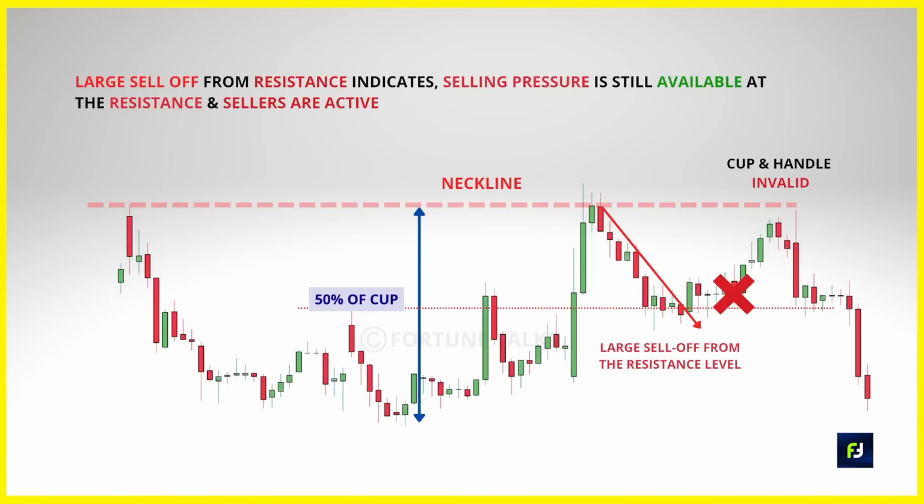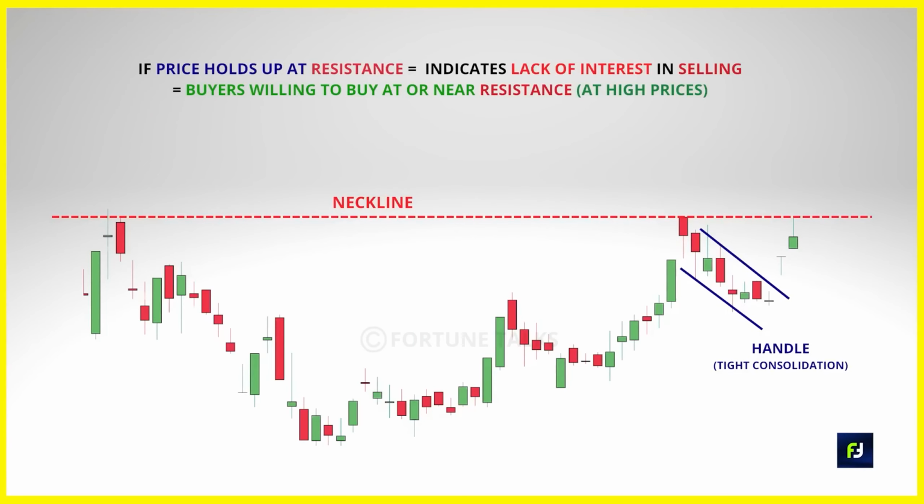Now, a cup and handle pattern becomes invalid if you see a large sell-off from the resistance level, as it tells you that the selling pressure is still available there and the market is not ready to head higher. But if you notice that the price is holding up nicely at the resistance, then it is a sign of strength, as it tells you that the buyers are willing to buy at higher prices. So the handle has to form a tight consolidation or build up under the resistance level.